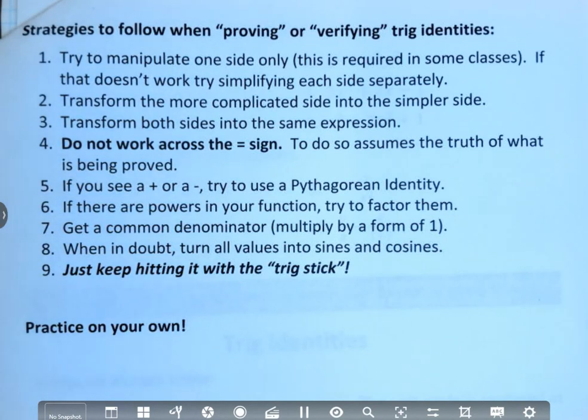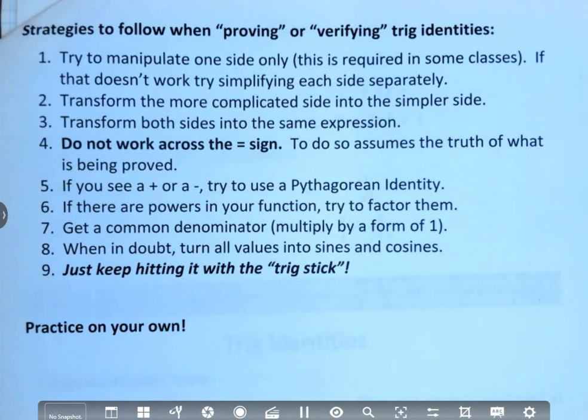So when you're doing this, I usually start with just one side. Sometimes that's all you need to do this. So start manipulating just one side of the equation. If that doesn't work, go to the other side. Okay? That's how you're going to start this. Try to see if you can take the side that looks harder and simplify it down to look like the other side.